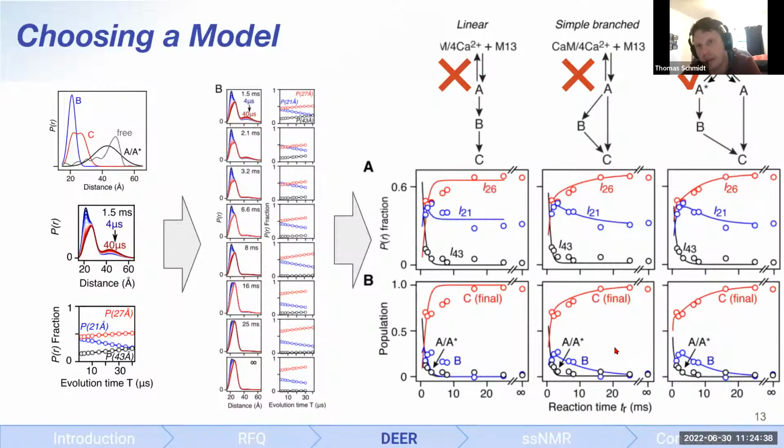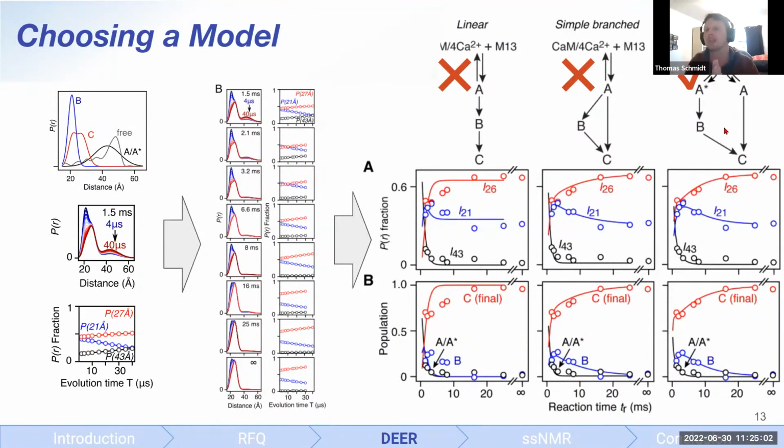If I do the simple branch model where calmodulin goes with a substrate to an intermediate A, then to another intermediate B, and the final state, which is the fully compact crystal structure C, or it goes from A to C directly, it also doesn't fit actually at all. It's almost there, but it doesn't match the early time points very well.